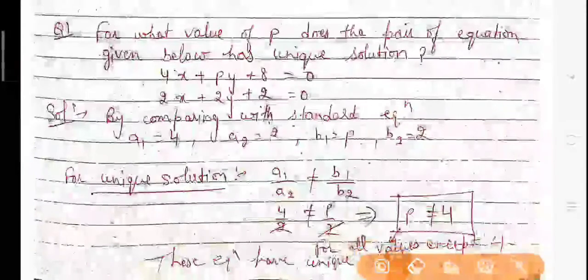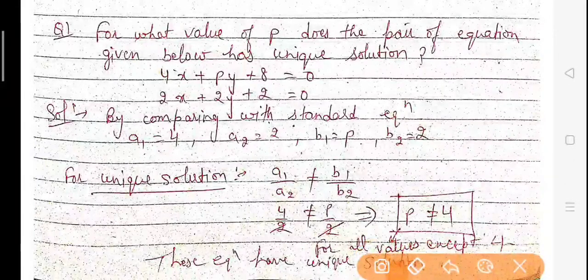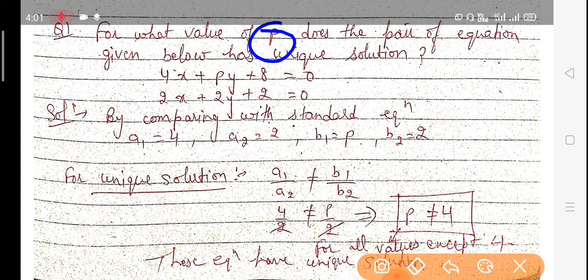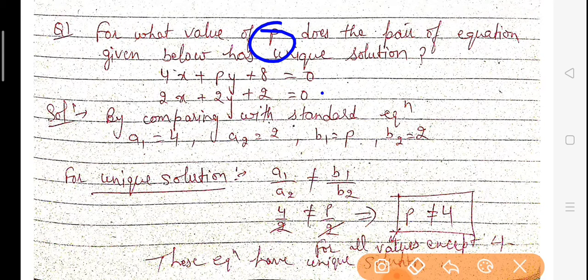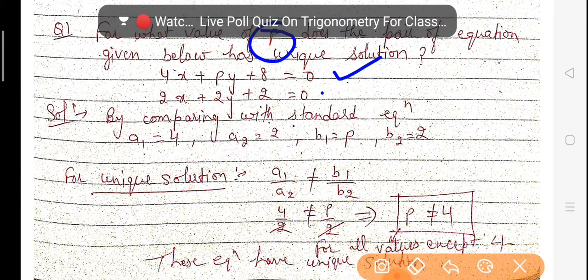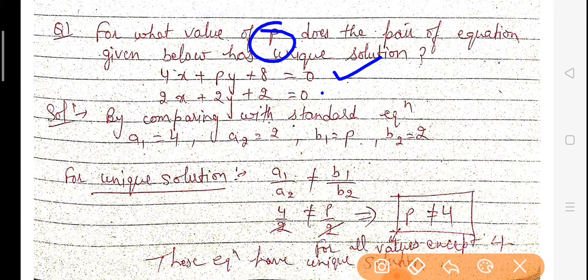Let us solve a question based on these conditions. The question is, for what value of p does the pair of equations given below have a unique solution? We have to calculate the value of p for which a unique solution exists, and the linear equations are given as 4x plus py plus 8 is equal to 0, 2x plus 2y plus 2 is equal to 0.